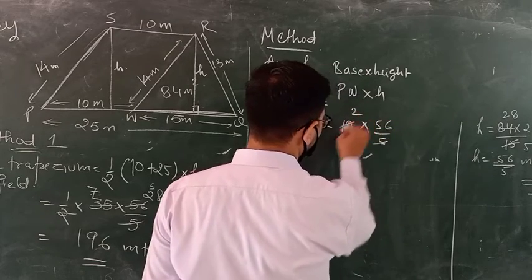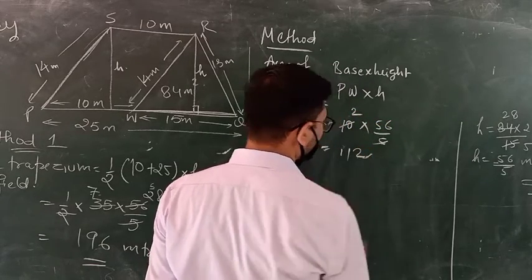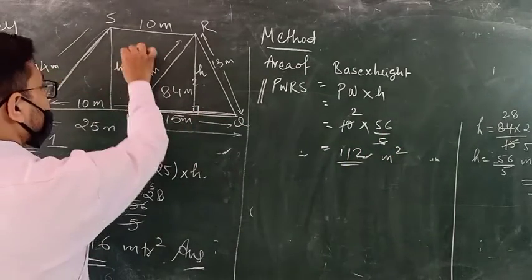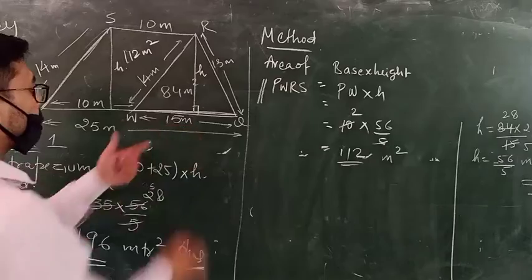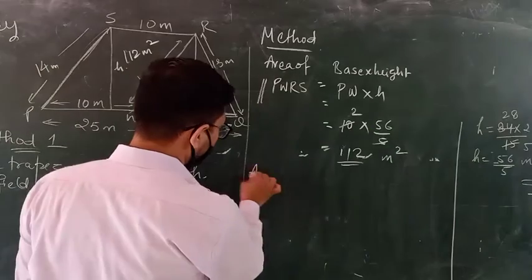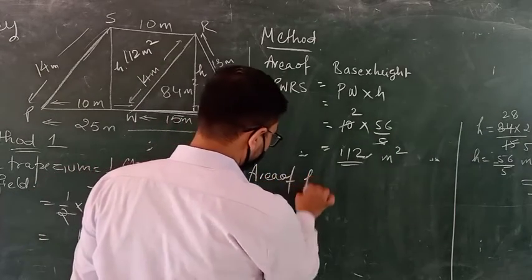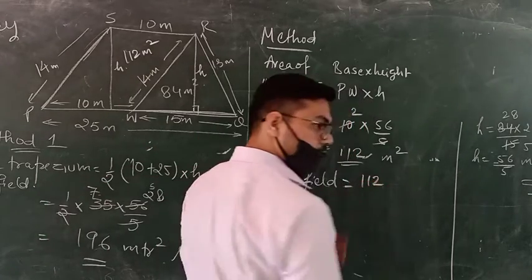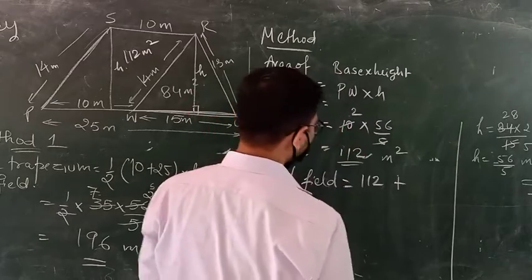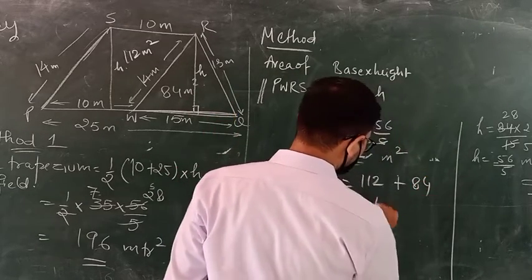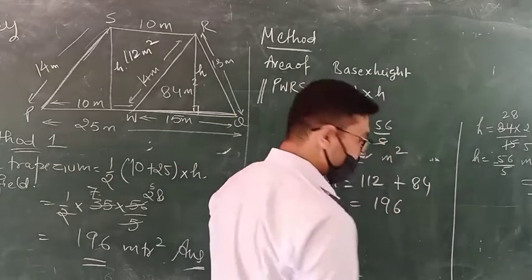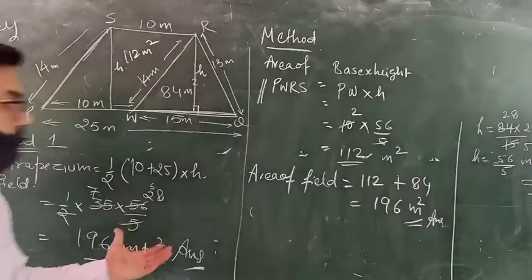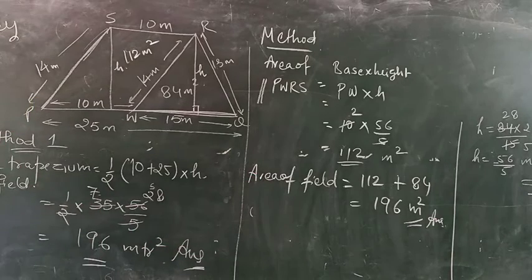So beta, 5 2s are 10. 6 2s are 12 and 1 carried, 11. So 112 meter square. So the area of this parallelogram is 112 meter square. And area of this triangle is 84. So you can write area of field is equal to 112, that is area of parallelogram, plus area of triangle, that is 84. Even from here you will get the same answer, that is 196 meter square. So it is up to you which method you follow, either this method or this method.